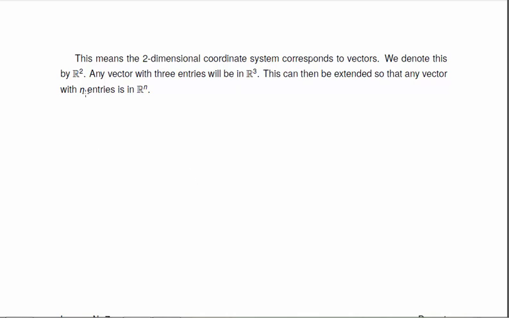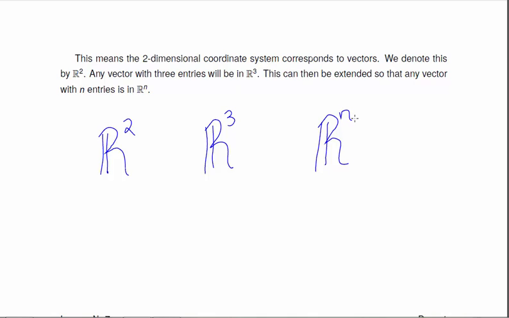So this R stands for real numbers, and then the 2 represents how many entries are in the vector. So these are all vectors with 2 entries whose entries are real numbers. If we want 3 entries in a vector, this is R3. And we can keep going. In general, however many entries in the vector is Rn.